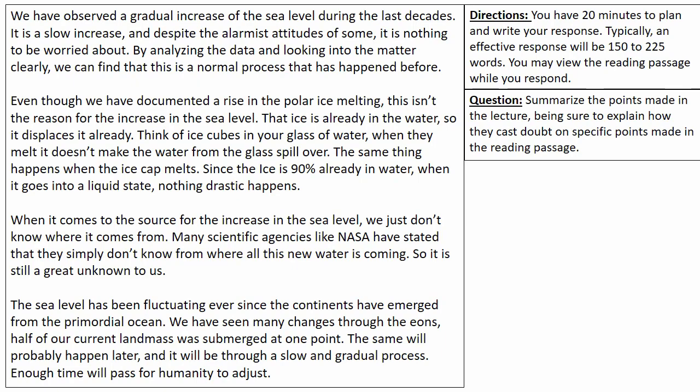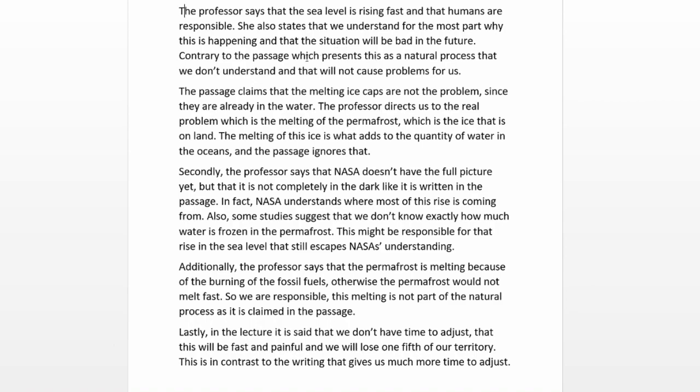Summarize the points made in the lecture, being sure to explain how they cast doubt on specific points made in the reading passage. You have 20 minutes to write. Start writing now. You can see that here we have 5 paragraphs, and the first paragraph is basically an introductory paragraph.